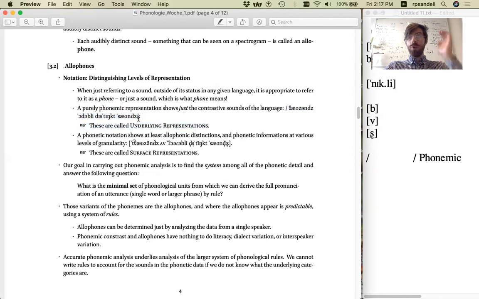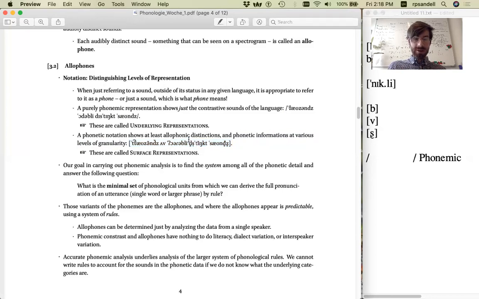Those underlying representations that contain only the contrastive phonemic sounds of a language can then be operated upon by rules and the fine-grained articulatory phonetics of a language to produce something a bit different. So when we get to a phonetic output, the phonetic notation or the surface representation is going to show at least the major allophonic distinctions, and one may also choose to represent phonetic information at various levels of granularity. If I were to speak this phrase relatively quickly and transcribe it with a relatively high level of phonetic granularity, we might transcribe it something like this, where the phonetic transcription looks appreciably different than the underlying representation.